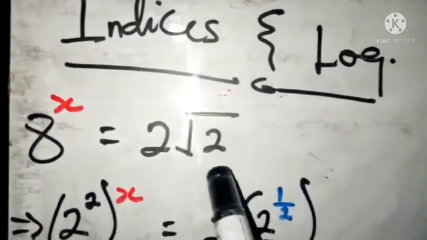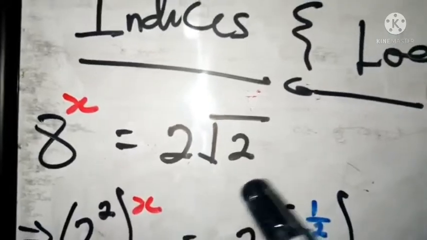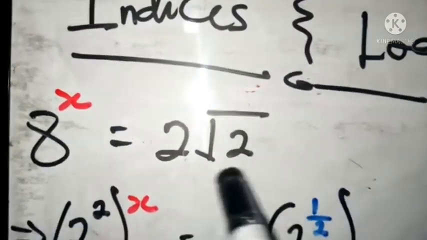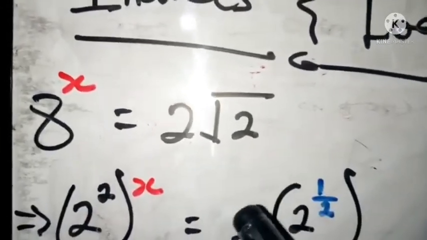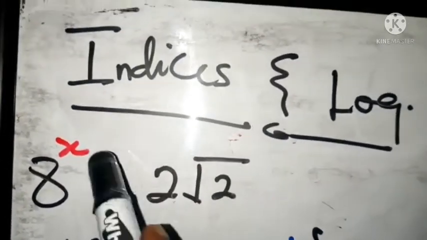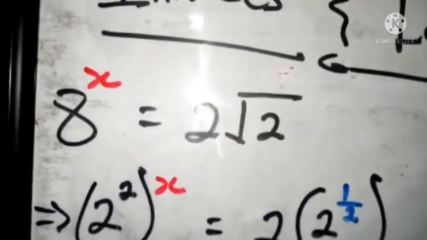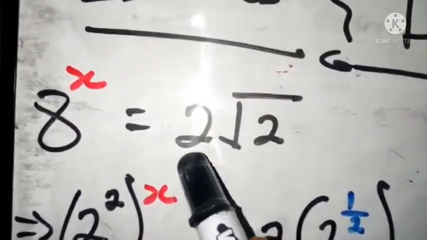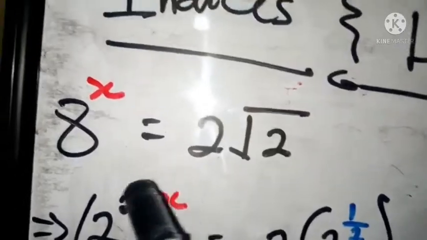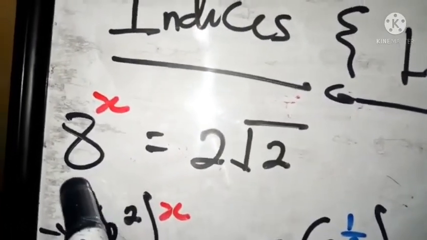Look at this base. It's not being raised to any power, here's 8 and the numbers are not the same. So it's your duty to manipulate these two numbers to be the same. Then at that point, you can just equate the exponents. So how do you do that? Here I can see that there's a 2 here, then here is 8. But you have to make sure that you are seeing the same 2 here.